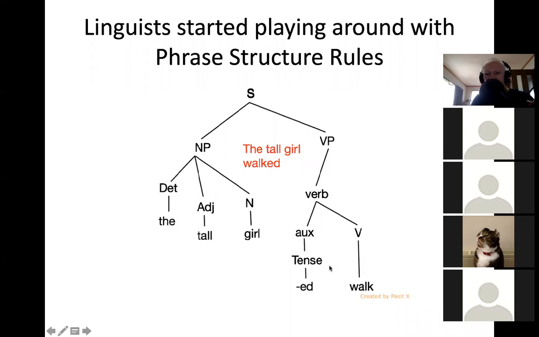But they had this thing here, look at the tense, right? The auxiliary. And you've got walked, right? But the past tense is before the verb, right? The tall girl past walk, right? And you're thinking, what? Why? Why would you do that? It's walked. It's not past walk. That's stupid, right? And you think, well, why would they do that?